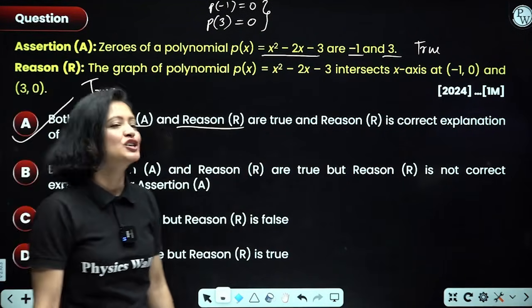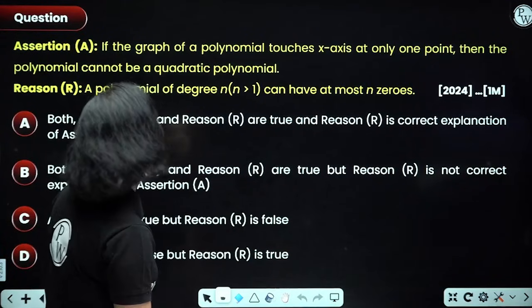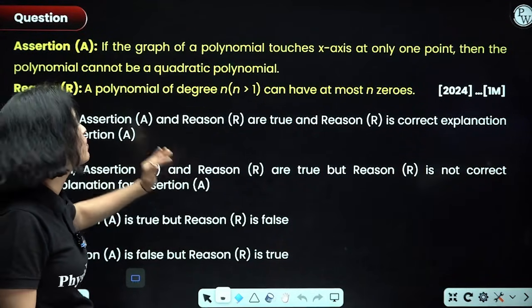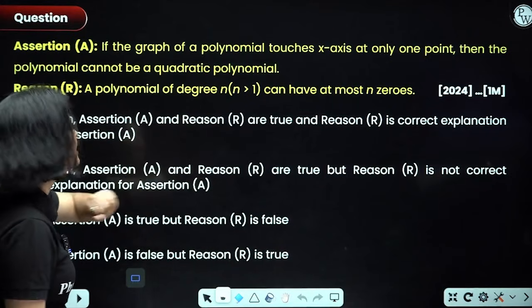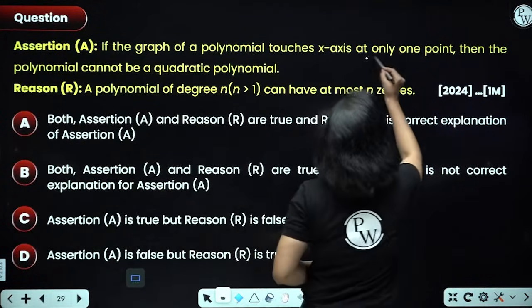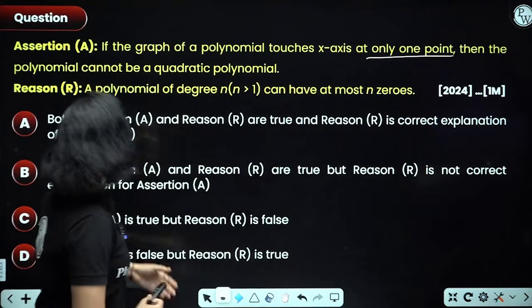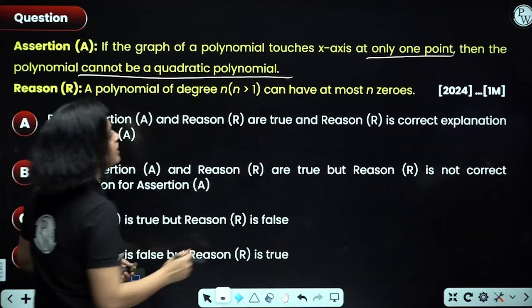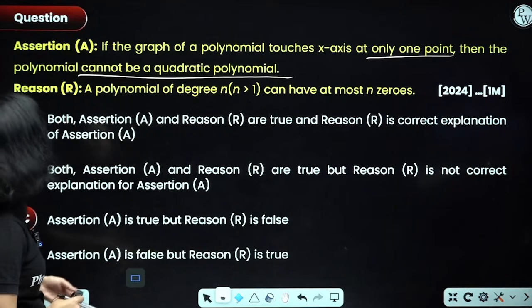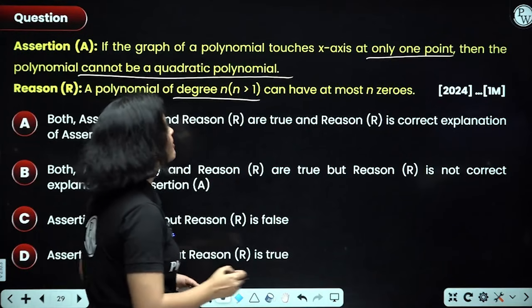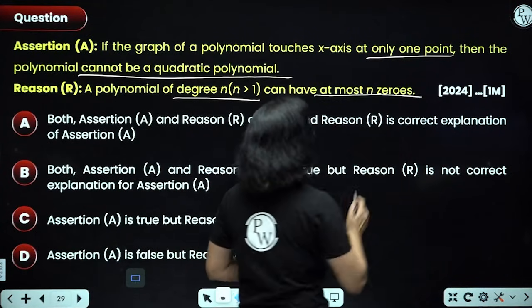Okay, chaliye. So with that, let's move on to this next problem, everyone. Again, an assertion reason type problem asked in 2024. Okay, if the graph of a polynomial touches the x-axis at only one point, then the polynomial cannot be a quadratic polynomial. Okay, a polynomial of degree n, where n is greater than 1, can have at most n zeros.